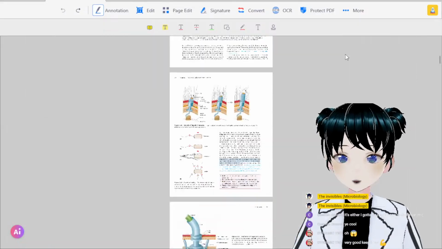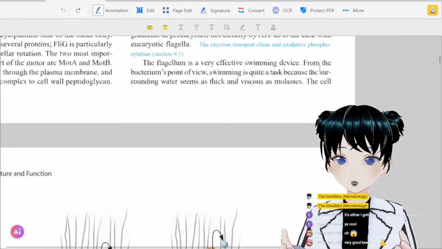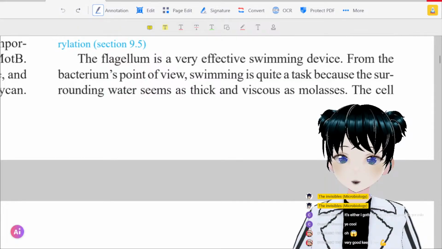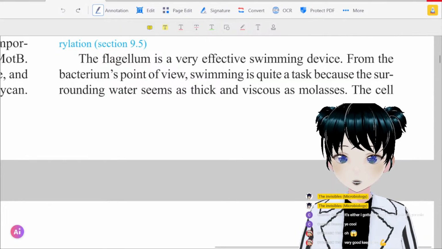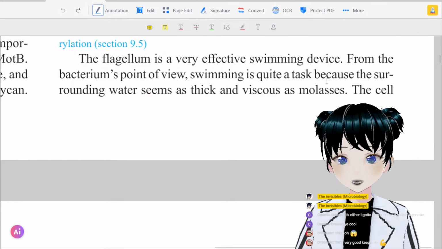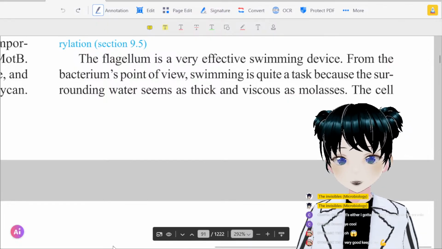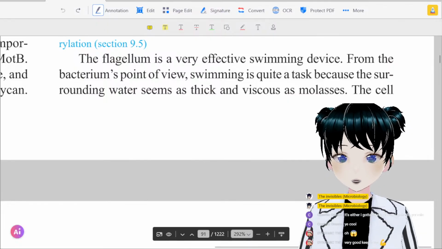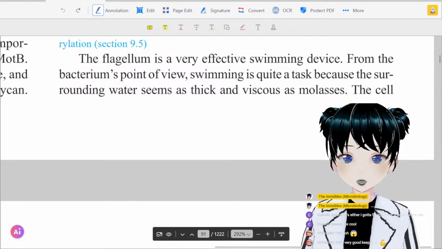So I think this is our flagella, and I think we are done with it. Hope you guys have learned a lot of things about the flagella. I thought it was pretty interesting, so hope you guys found it interesting as well.